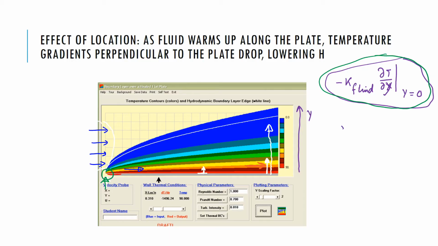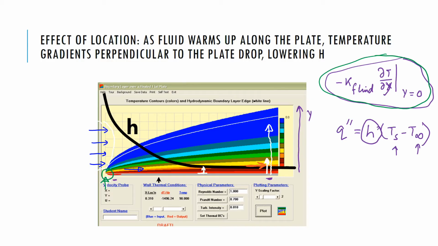Now, if we look at the equation for convection, heat flux is equal to h times Ts minus T infinity. Now, these two are constants. So, when we say that the heat transfer here is lower, that just means that h must be lower over here than over here. So which means h is going to look something like that. It is very high initially when the cold fluid hits the hot plate, but it keeps dropping.